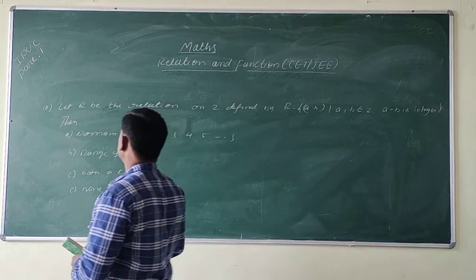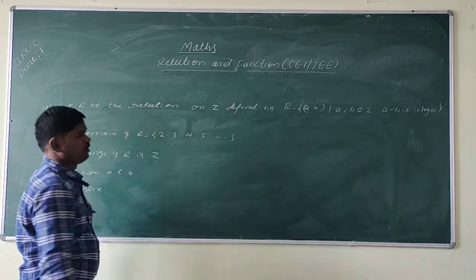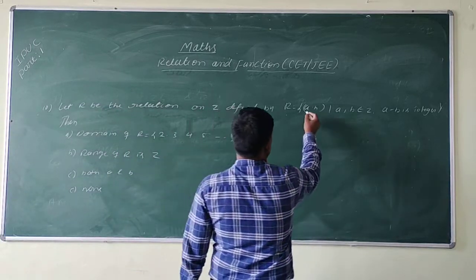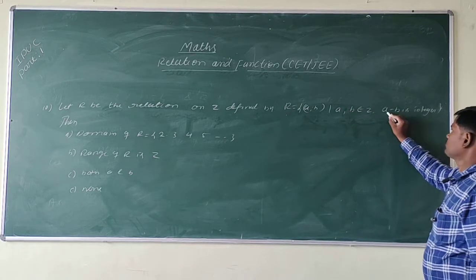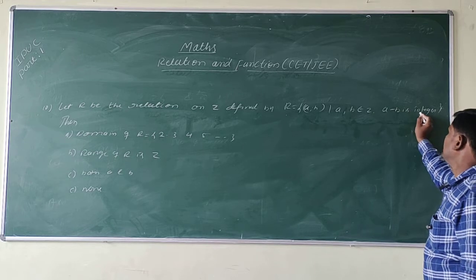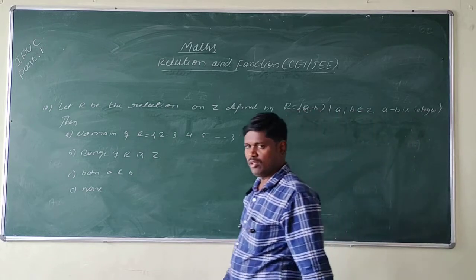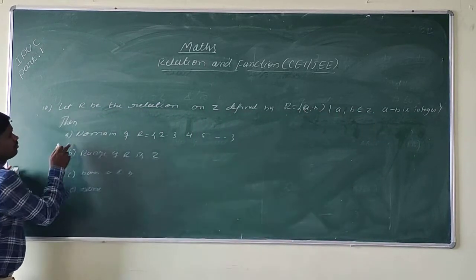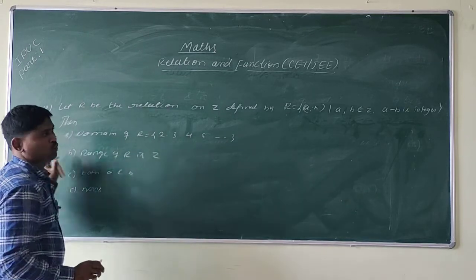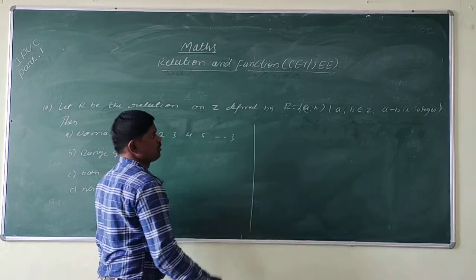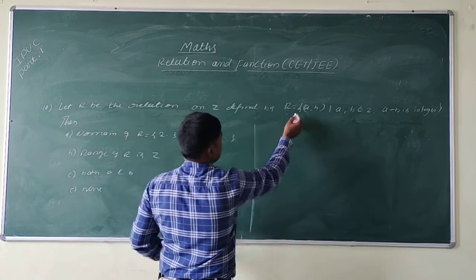Next question. Consider the relation R on Z, that means the set of all integers, defined by R consisting of the elements (a, b) such that a and b belong to Z and a minus b is an integer. That means the difference of the elements a minus b is an integer. Which of the following is the right answer? First we verify option A. The domain of R is {2, 3, 4, 5}.